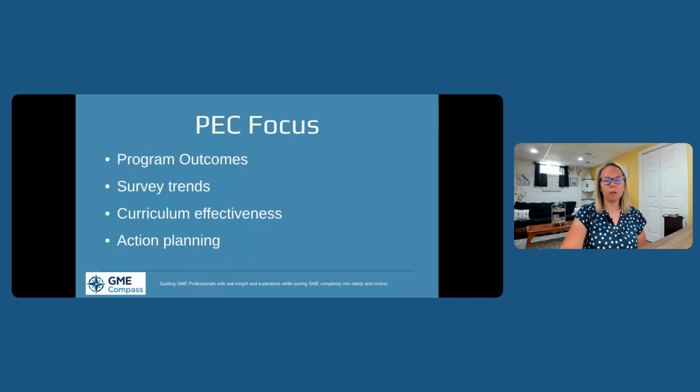So, what does it focus on? It focuses on program outcomes, survey trends, curriculum effectiveness, the competencies and the information coming out of those curricular experiences, as well as action planning. Notice how all of these things are system level concepts. PEC is asking, how is the educational environment functioning overall? Is the clinical learning environment a well-run operating machine?